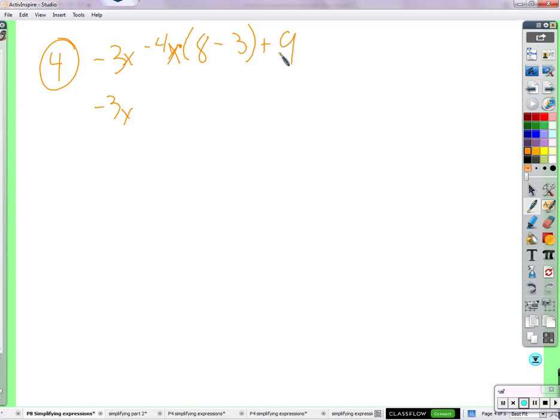Distributing is for multiplication. 9 is not multiplied, it's added, right? So I'd have to figure out all this stuff and then add 9 after the fact. But 9 isn't multiplied, okay? I don't have to distribute this actually. What could I do inside the parentheses? Just 8 minus 3. 8 minus 3 is 5, so we could do that instead. Multiply that by 5: negative 3x minus 20x plus 9. And negative 3x minus 20x is negative 23x.